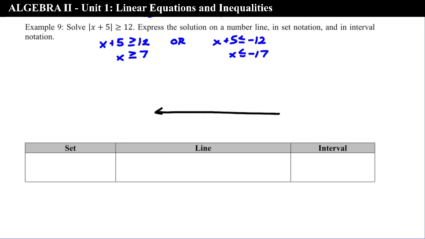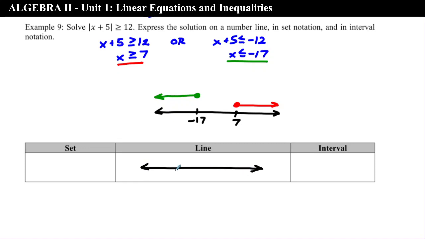We're going to do our test number line. Our points of interest are negative 17 and 7. All right, for the first one, we have x is greater than or equal to 7, so we do a solid dot going to the right. And then for the other one, we have x is less than or equal to negative 17, so we have a solid dot going to the left. And so since it's an "or" statement, we're going to include everything.